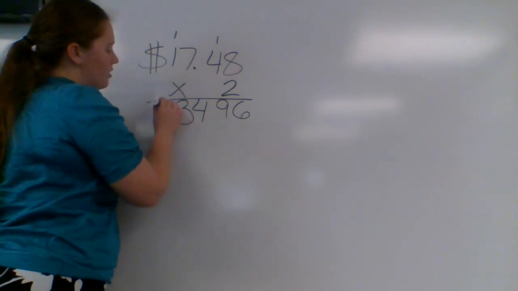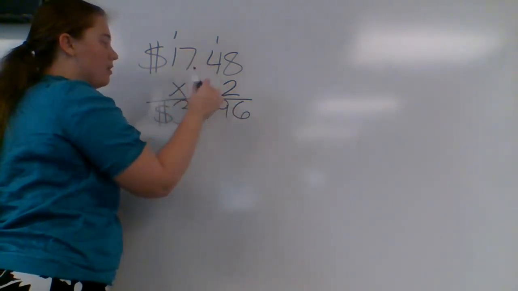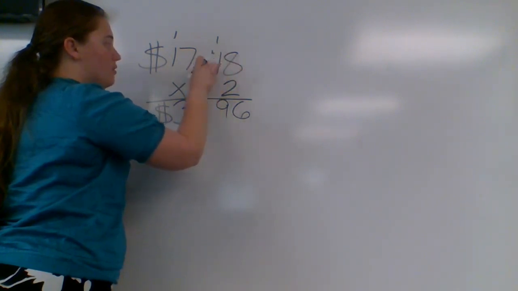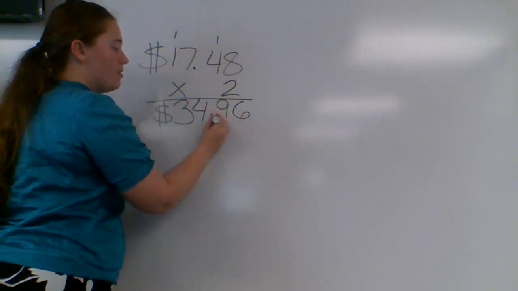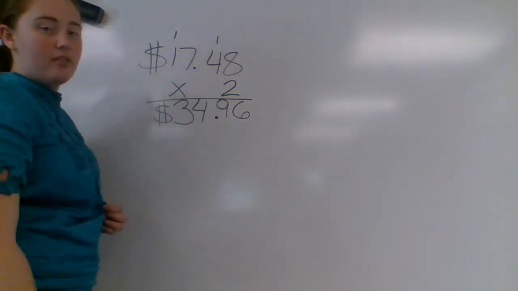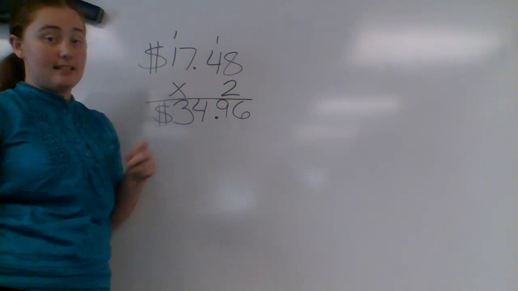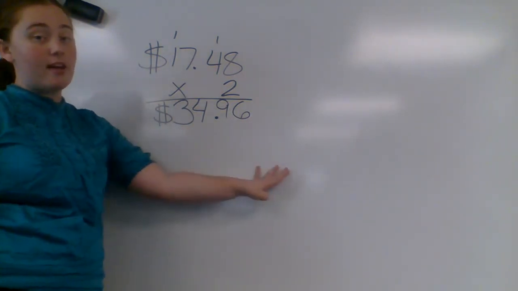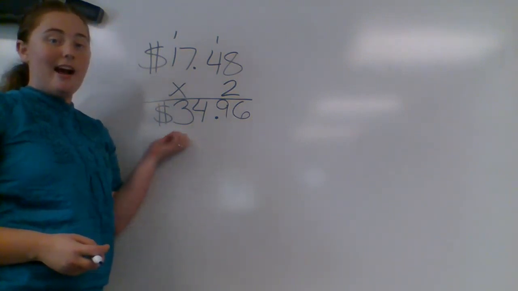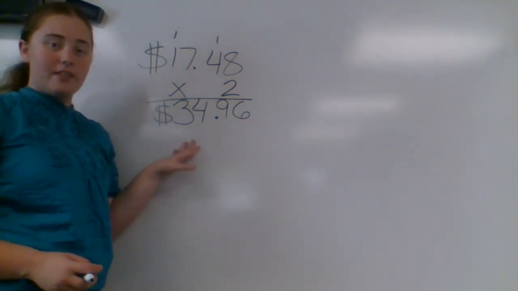And my answer is not 3,496. I have this decimal point right here. It has 2 place values. So I'm going to count 1, 2 place values and put my decimal point right there. So they have $34.96 altogether. That's not what my story problem is asking, but I needed to figure that out so that I could figure out how much they used of this money.